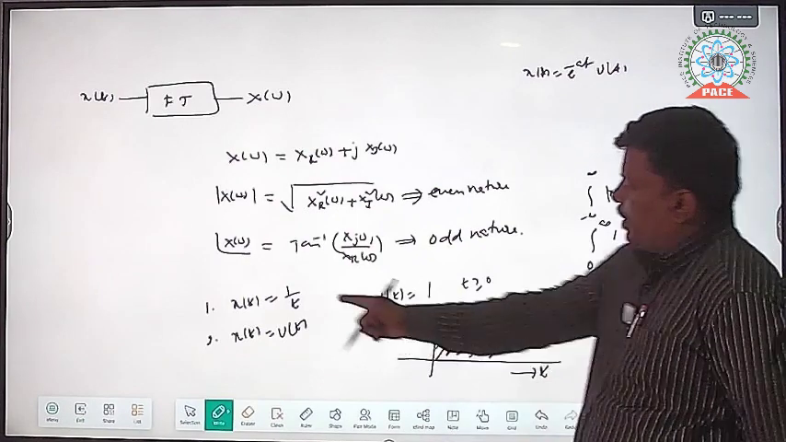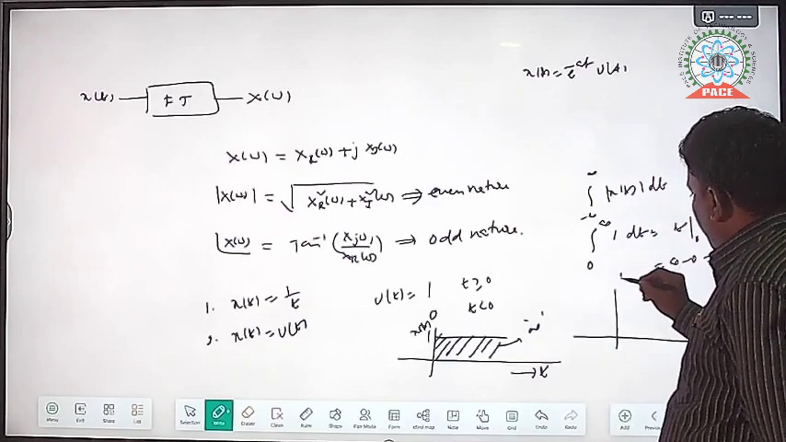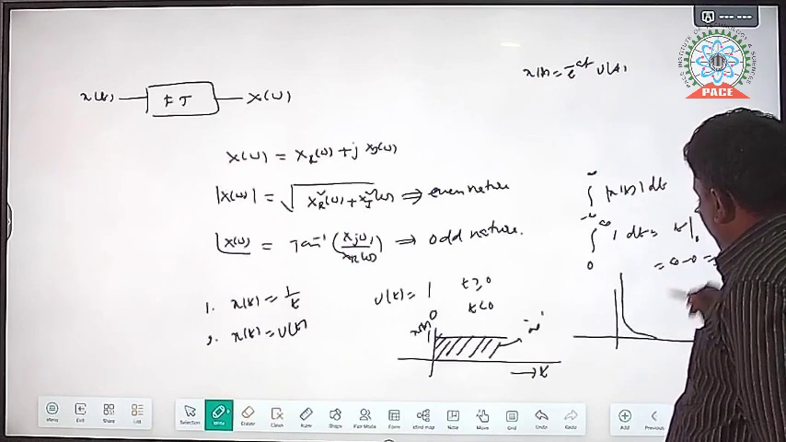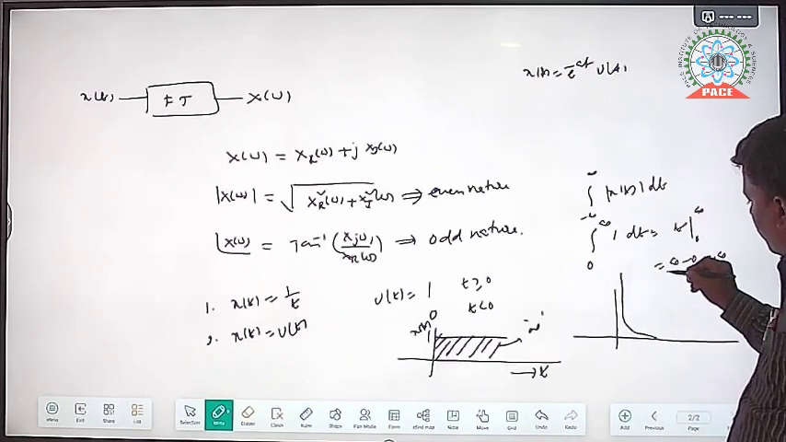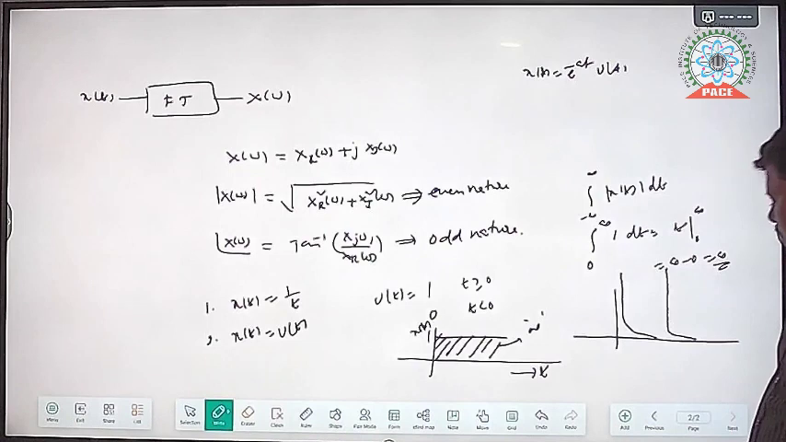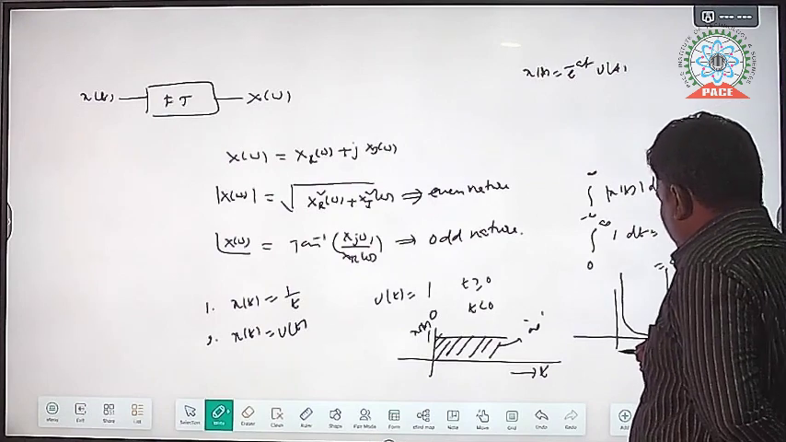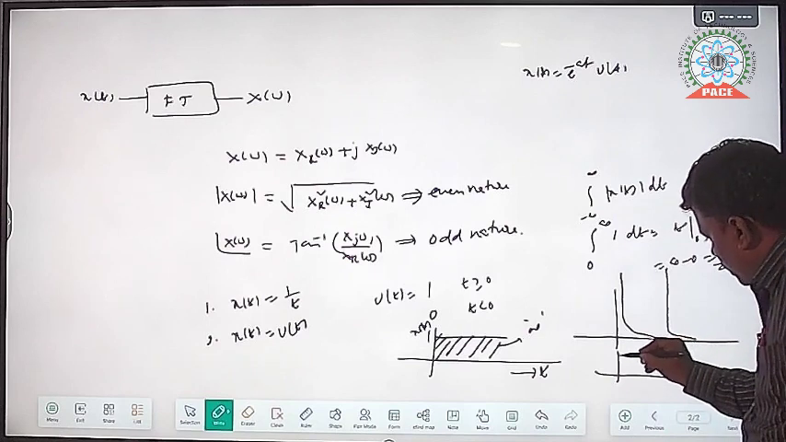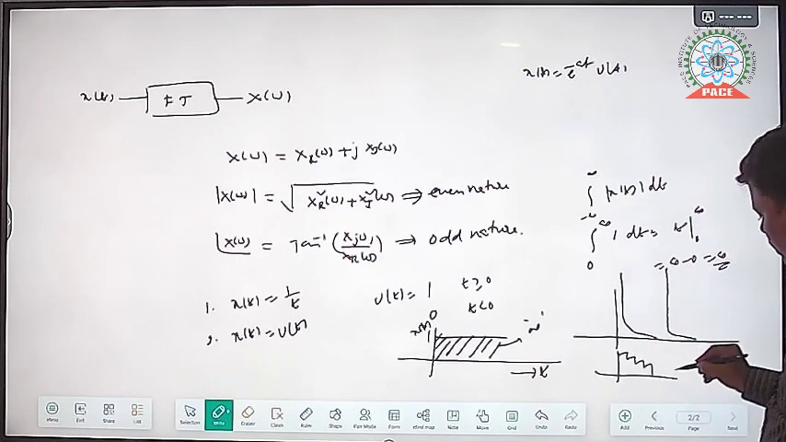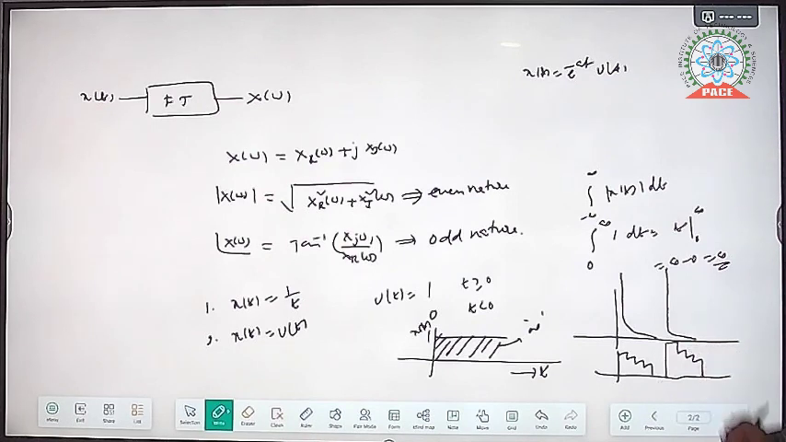Next, 1 by t: the signal nature is a 1 by t signal. At time t equal to 0, the value is infinity. At time t equal to infinity, the value is 0. So for this type of signal it is not possible to find out the Fourier transform. Another one is a finite number of discontinuities. Suppose this is a signal having this type of discontinuities, and again this type of discontinuities. This type of signals also are not possible to find out the Fourier transform.